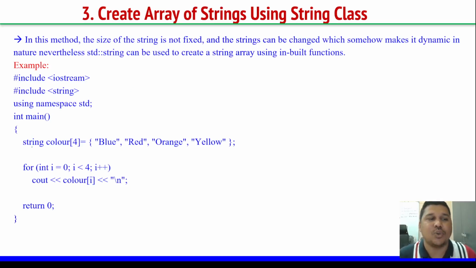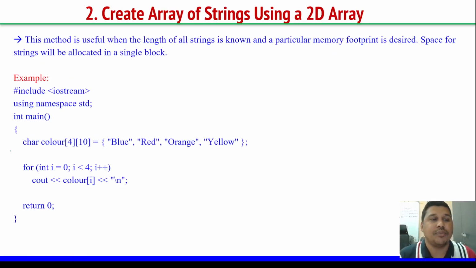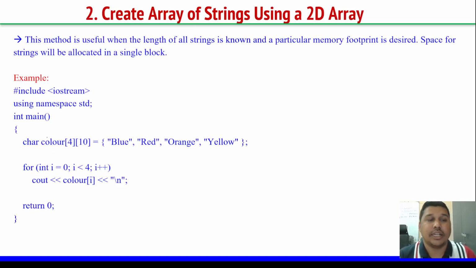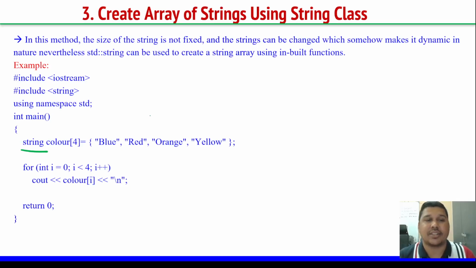Here in this case you are creating a character 2D array. Here you are creating a pointer. The third one is using string class. So I wrote string color of 4. Again it is the same as your 2D array, but the size is not limited.